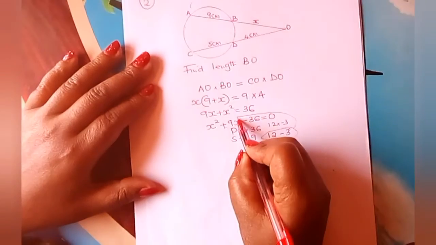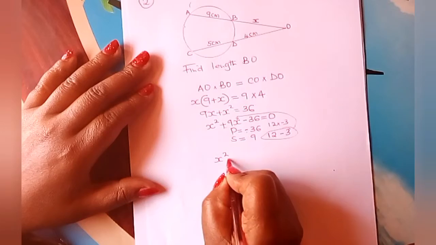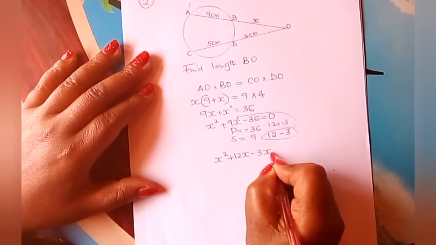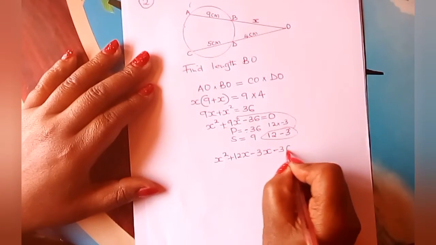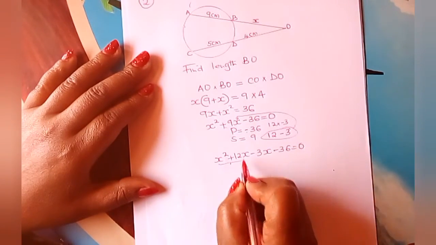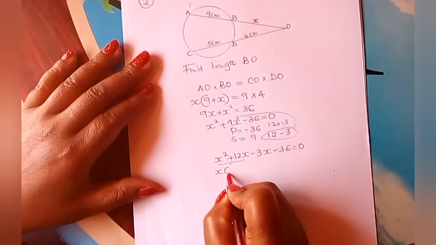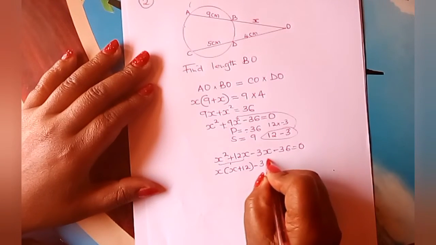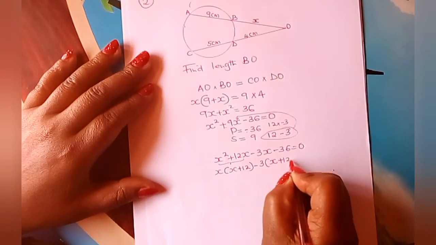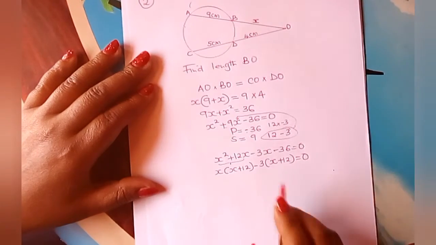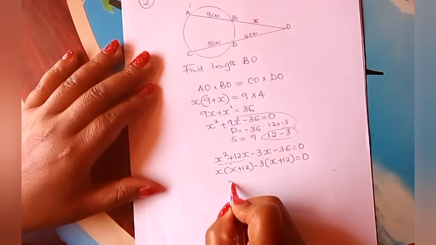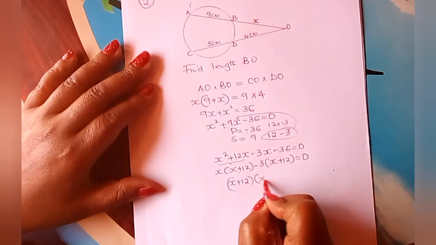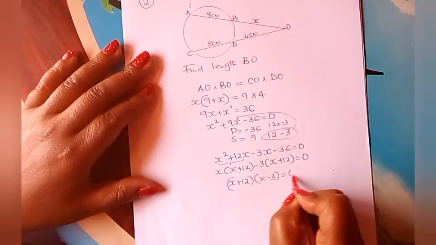Come and substitute them here. So x squared plus 12x minus 3x minus 36 is equal to 0. Factor out x there, you get x plus 12. Minus, factor out 3, you get x plus 12 is equal to 0. So from here, learner, this is a common bracket, so you write x plus 12 and you are left with x minus 3, and therefore you equate to 0.